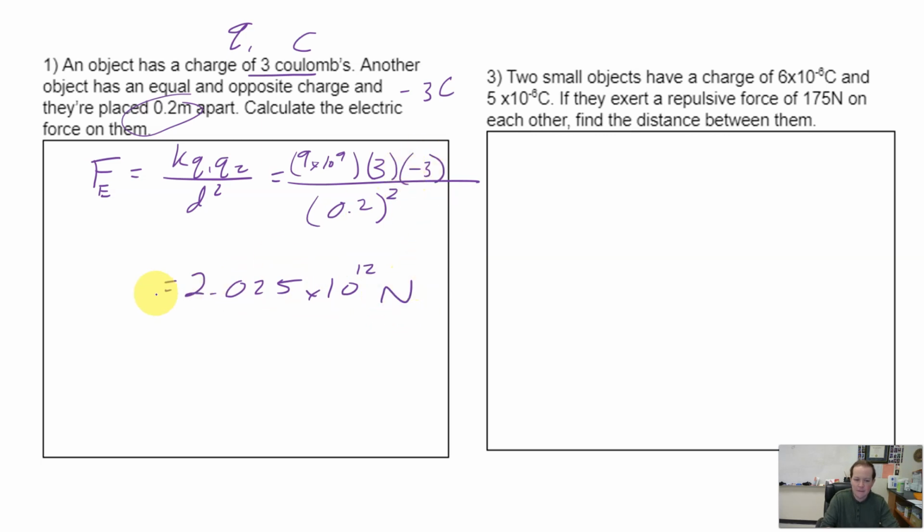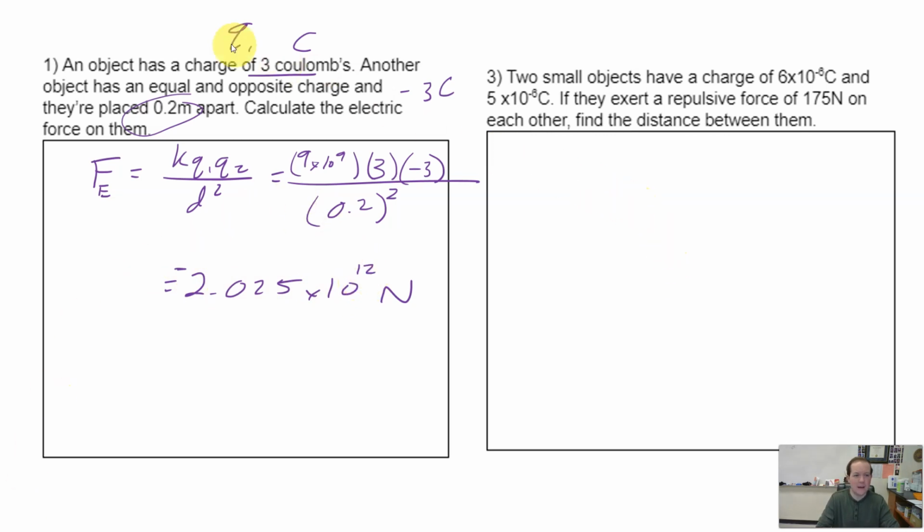If you got a negative answer, that's okay. Some physics textbooks and websites, they'll drop the negative, but it doesn't matter to me. Whether you have a negative number like this, or if you left it as positive, either way, it doesn't matter. Okay, there's our answer for number 1. Now, next question.